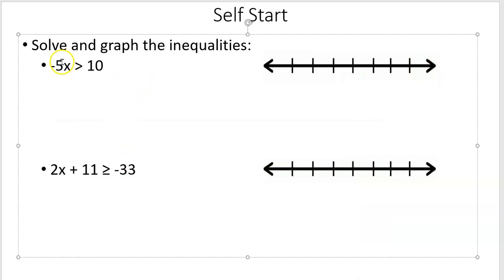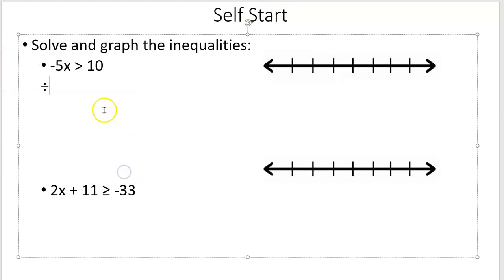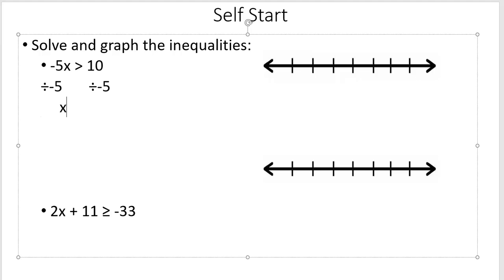Solve and graph the inequalities. Divide both sides by -5. Because we divided by a -5, we flip the inequality so that x is greater than becomes less than -2.